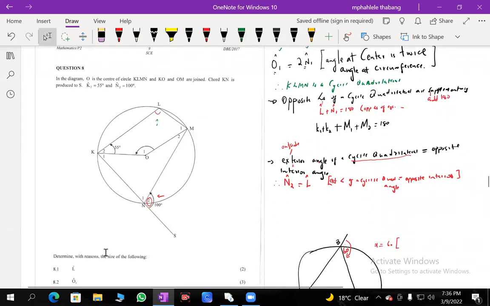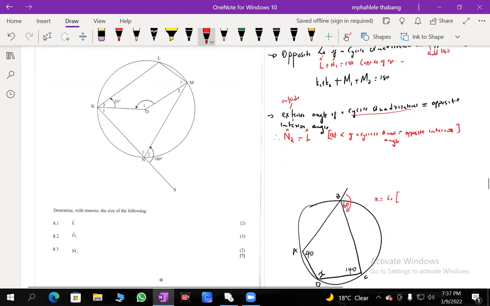They say determine with reason the size of L. You can now see how easy it will be to figure out the size of L, because you have already interpreted the diagram. What is the size of L, Sentwe? It will be 100 degrees.